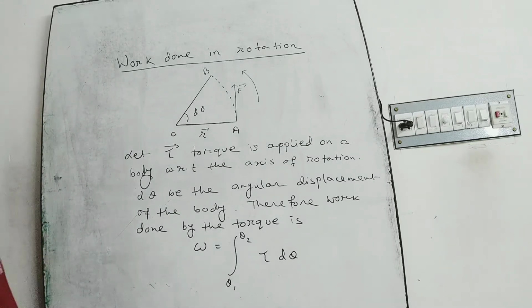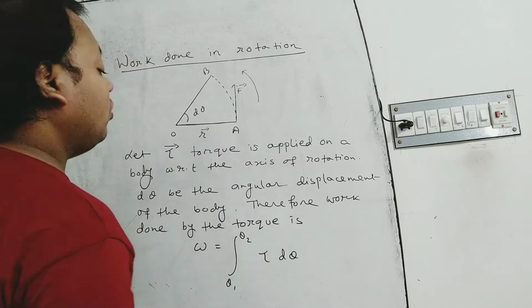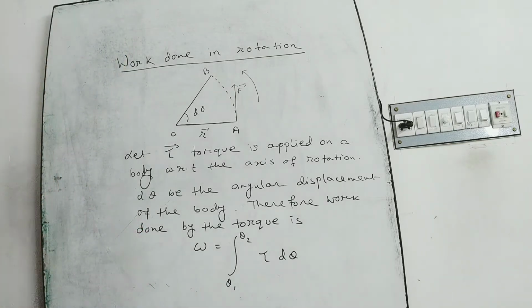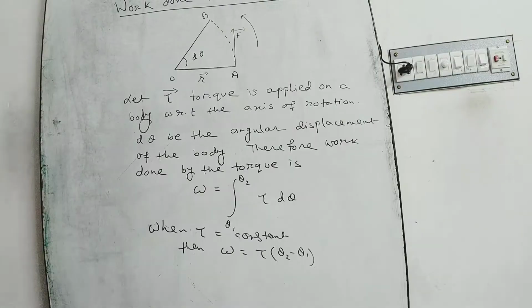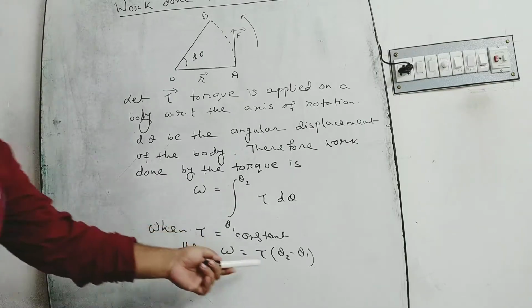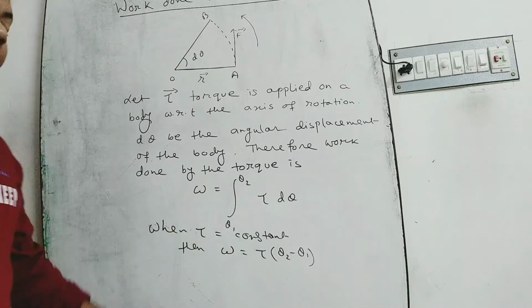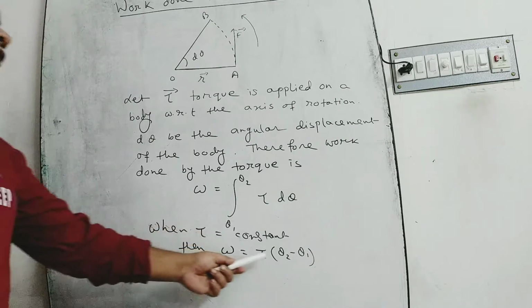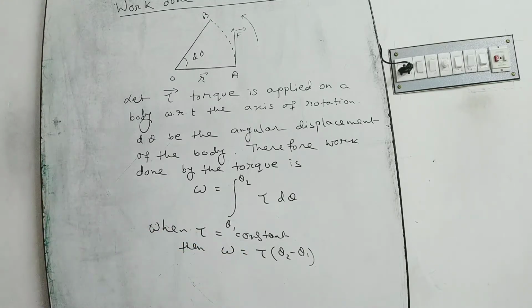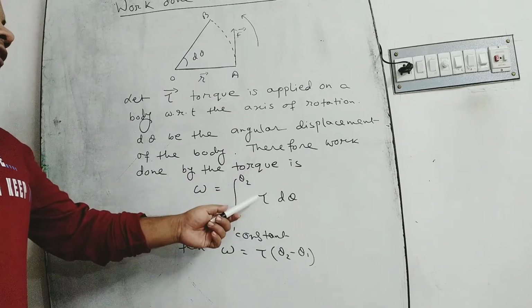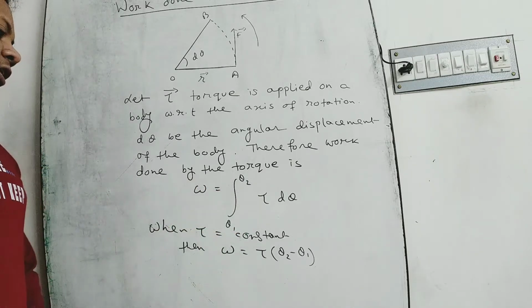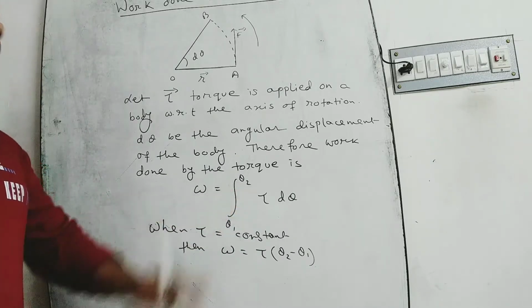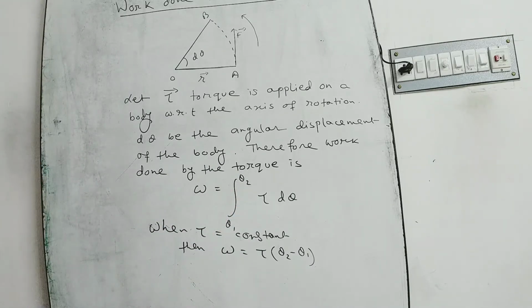When the torque tau is constant, then we can write that work done W is equal to tau into theta 2 minus theta 1. That is, work done is equal to torque into the angular displacement of the body. But when tau is a function of theta, then we have to integrate the function with respect to theta, or d theta.